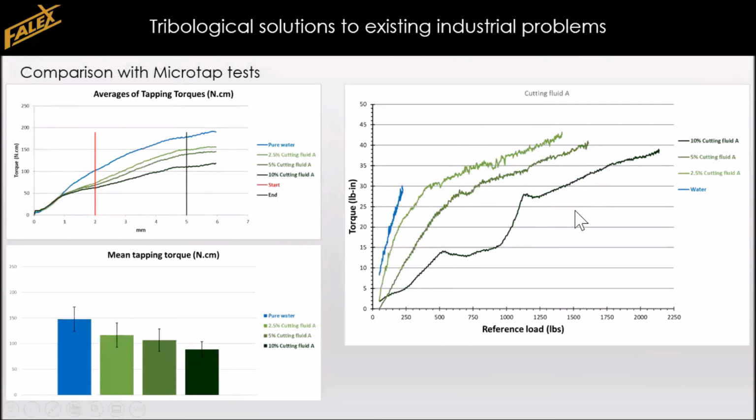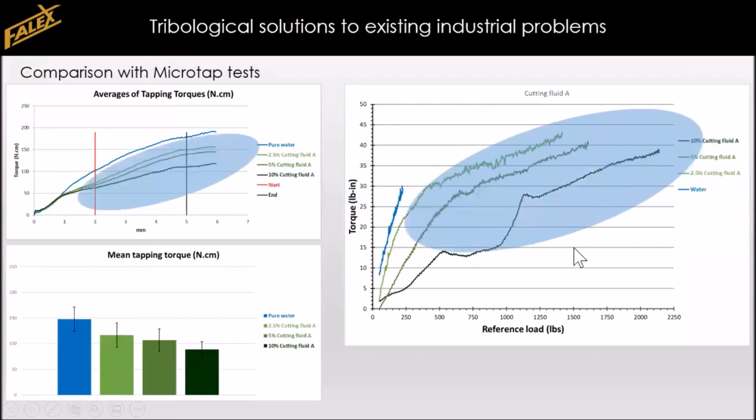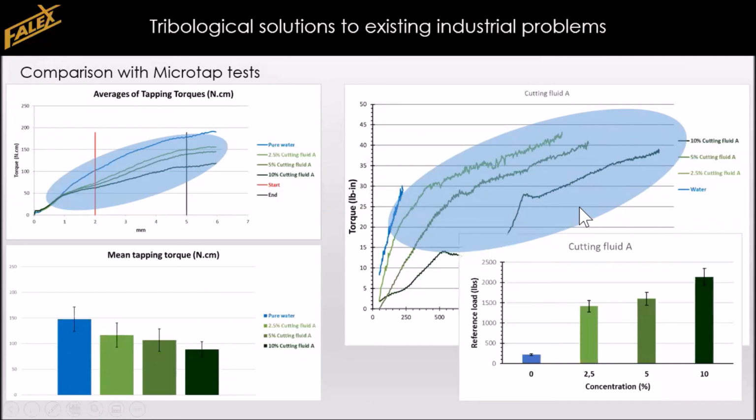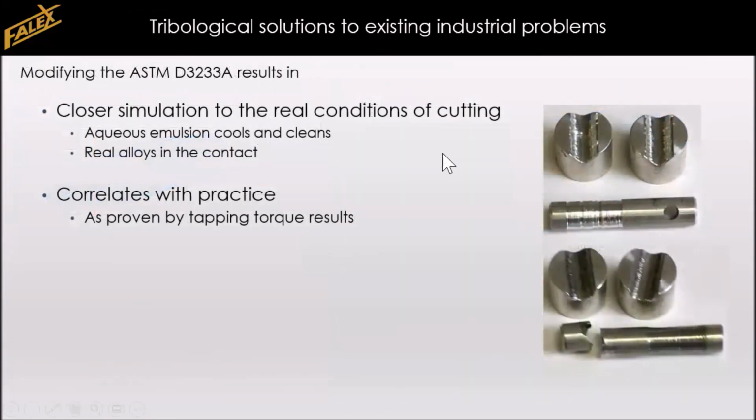And when we plot our pin and V block results next to it, we see a quite good, almost perfect correlation between the torque in a pin and V block test and the torque in a cutting test. So the modifications that we made to the standard method result in a closer simulation to real conditions of cutting with the aqueous emulsion that cools and cleans the contact and using the real alloys in the contact. And it also, very importantly, of course, correlates with the practice as is proven by the tapping torque results.